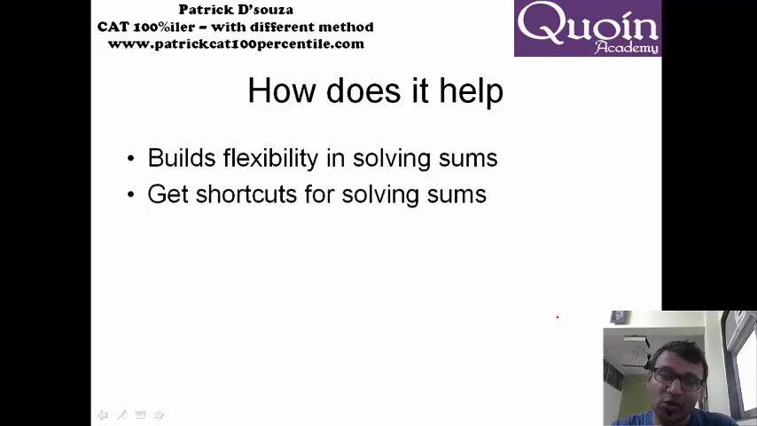Second, I get shortcuts by solving them. A lot of shortcuts are derived by searching for alternate methods, and the moment you search for that, you will automatically get better methods of solving it.